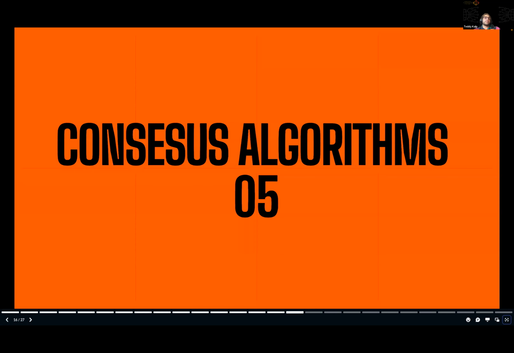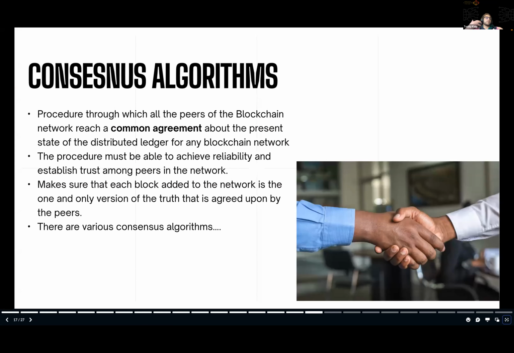So we're going to move on a little bit to consensus algorithms now. What's a consensus algorithm? It's a procedure in which all the peers of the blockchain network can reach a common agreement about the current state of the distributed ledger. When a block gets added into the chain, most of the nodes have to agree, depending on the protocol, that the block is valid, and once it's validated, it's on there forever. Because blockchain is peer-to-peer, there's no central authority.